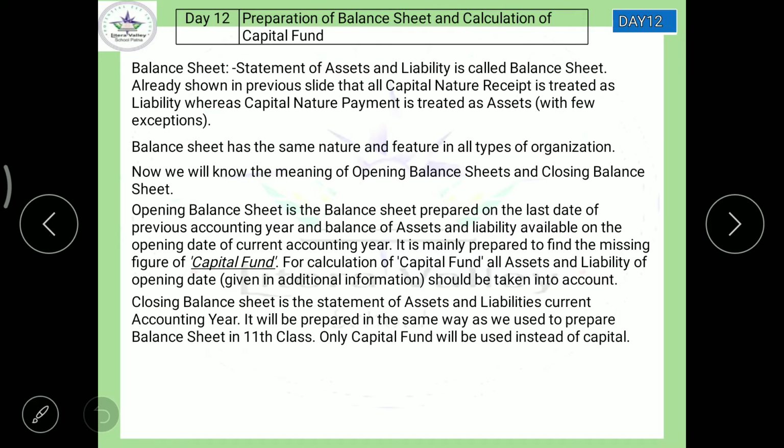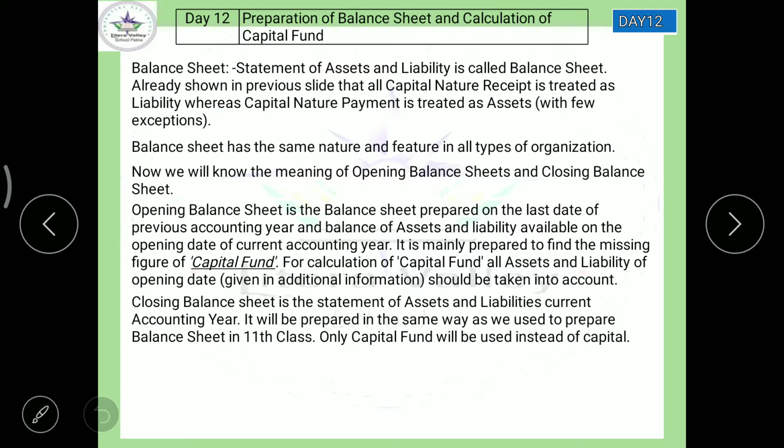You have already studied that in the receipt side, whatever amount has been received with a specific condition will be treated as liabilities, and the payment of capital nature will be treated as asset. That will appear here. Every organization has the same nature of balance sheet. It's not distinct or different.